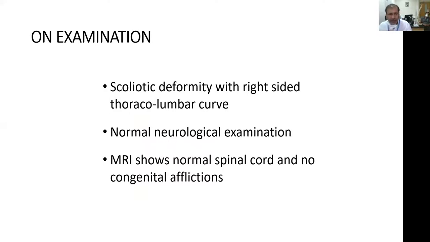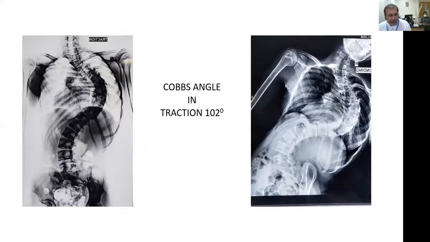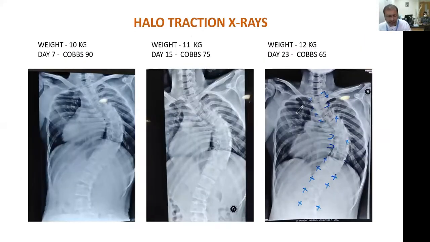We put them on traction and we correct them over 6 to 8 weeks, sometimes 4 to 6 weeks, definitely. So here you see the patient has a very severe deformity, 118 degrees, and we start the traction, and here you can see serially how she corrects over the weeks. Again, in these extreme severe cases, I prefer not to put my screws in the most concave part of the deformity. I prefer to use bands, which is again safer.